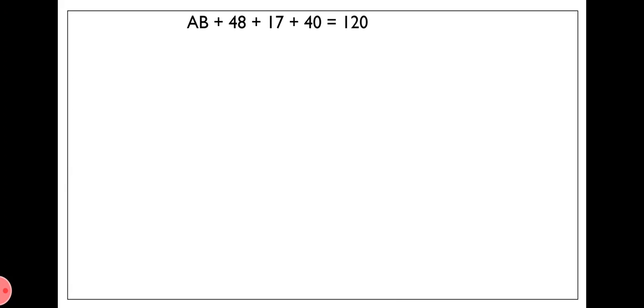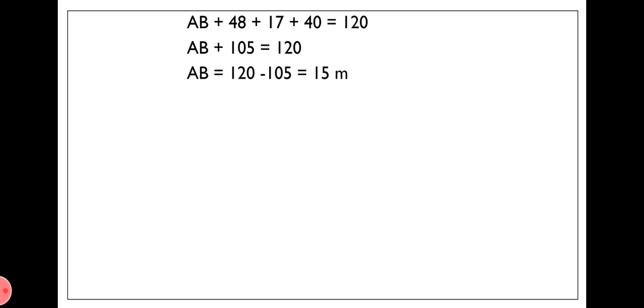plus 48 plus 17 plus 40 equal to 120. That is AB plus 105 equal to 120. That is AB equal to 120 minus 105, that is equal to 15 meter. So we got the length of side AB as 15 meter, which is the height of the trapezium.